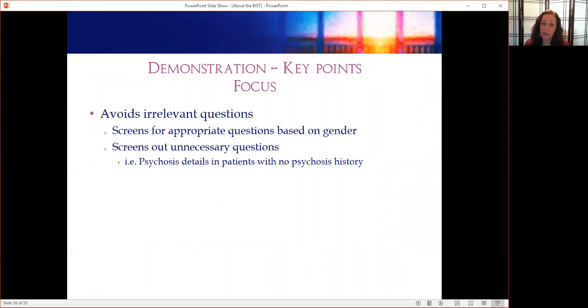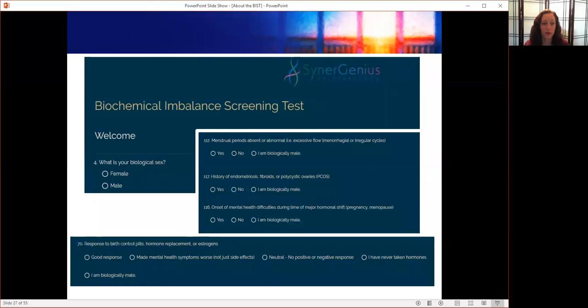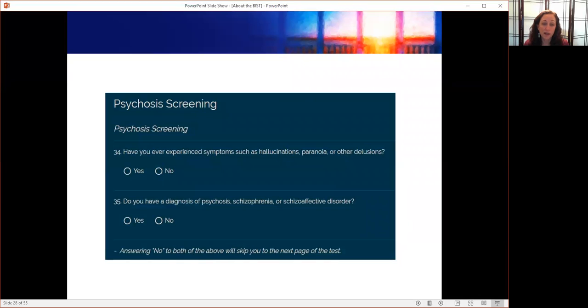It also helps us with focus because it avoids irrelevant questions. The test actually screens out inappropriate questions based on their gender, rather their biological sex, and it screens out unnecessary questions. So the psychosis detail questions aren't even asked in patients with no psychosis history. I'll show you, this is on the welcome page: what's your biological sex? If you answer male, you will not get all these questions about your menstrual periods, your endometriosis, your pregnancy history. You won't get your response to birth control pills. Likewise, if the patient says that they have never experienced psychotic symptoms and they do not carry a psychotic diagnosis, it skips directly to the next part of the test and they can get on to the parts that actually apply to them.